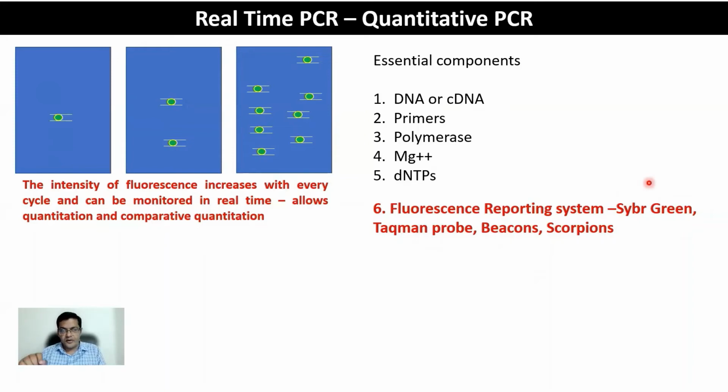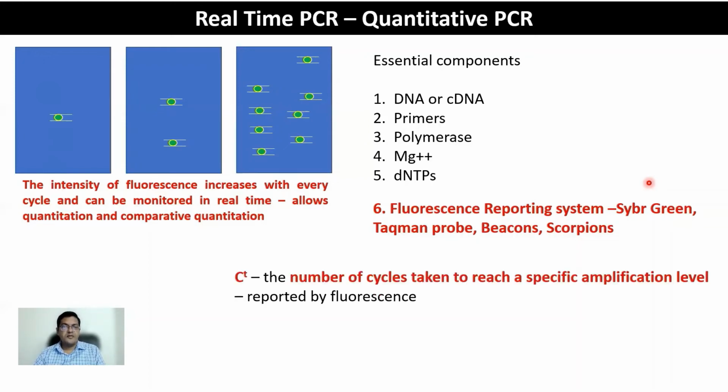There are certain important parameters that one needs to check when doing real-time PCR to compare two samples. One of these values is known as the CT value. The CT value is the number of cycles taken to reach a specific amplification level, and that amplification level is reported by the fluorescence of the fluorescent marker that you use.